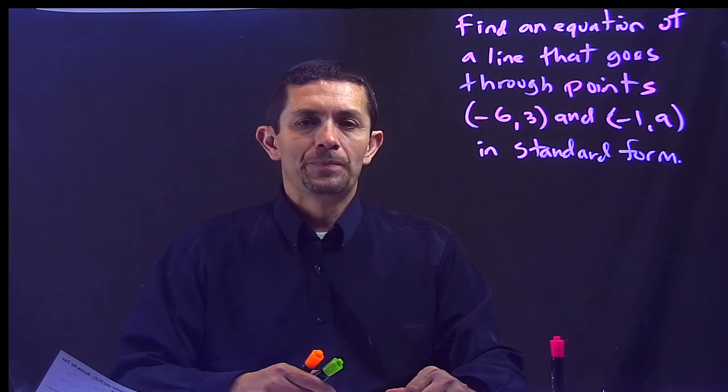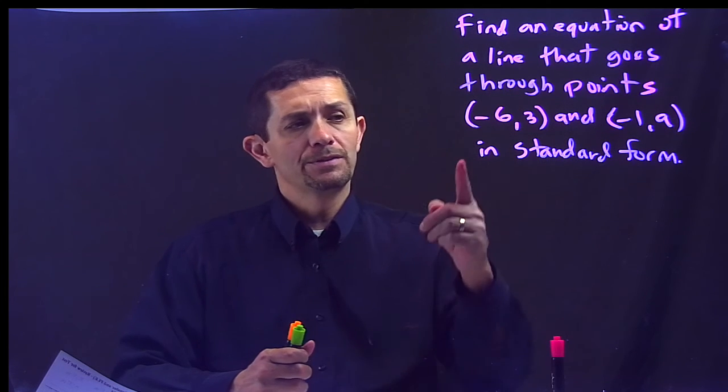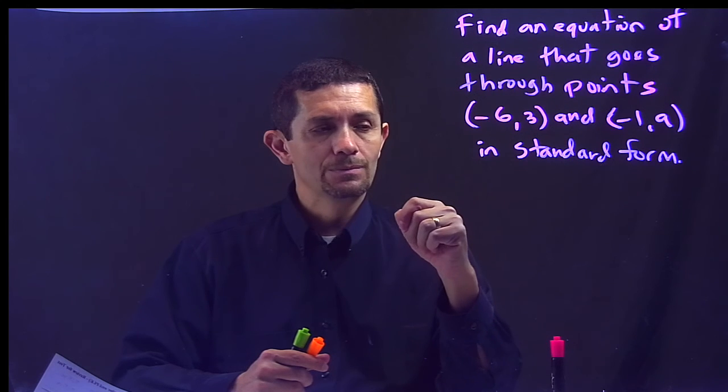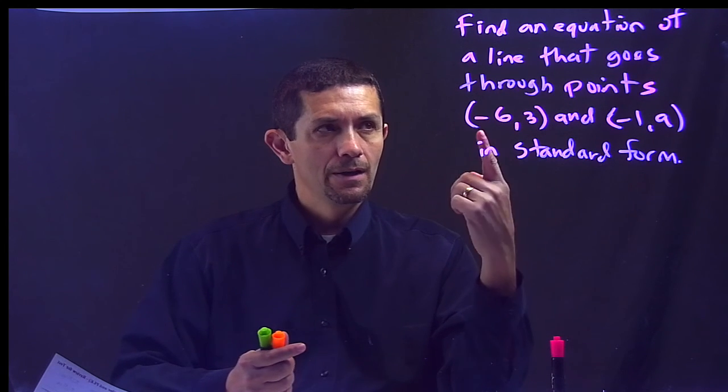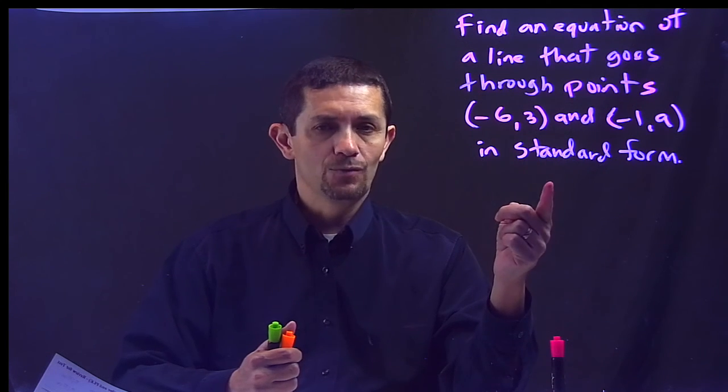Hi, this is Mr. Urrego, and we're going to find an equation of a line that goes through points (-6, 3) and (-1, 9) in standard form. Again, we're going to write an equation of a line that goes through 2 points in standard form.